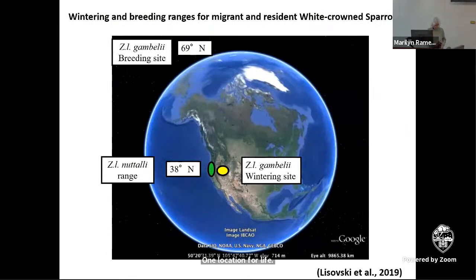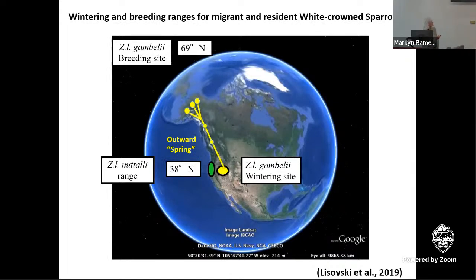And I just show this cartoon to give you an idea of what these movements are like. So in the wintering stage, our study sites are in Yolo County. However, for Gambelii, they are spread out up into Washington and then all the way down to Mexico. So they have a huge range, but here Nuttalli are right along the coast and they remain there.